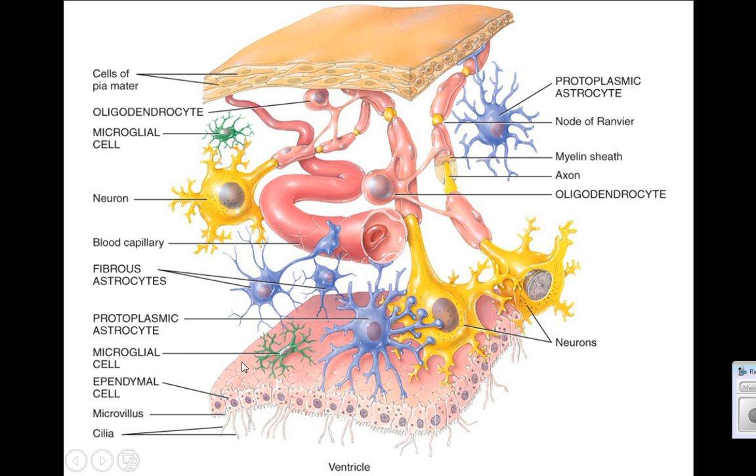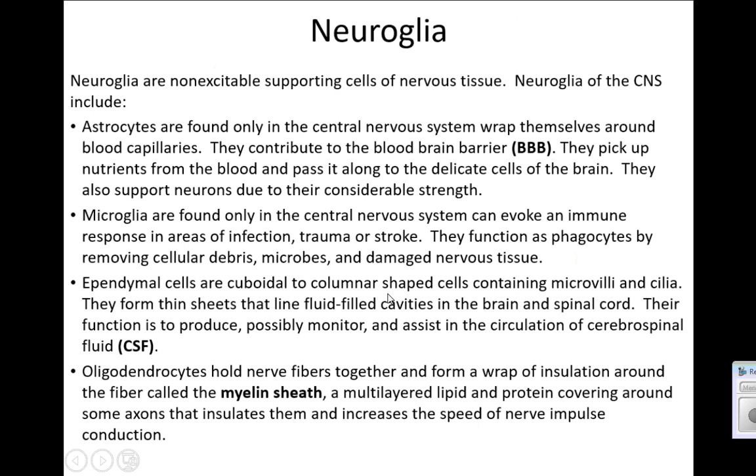Microglial cells are these very small cells. These are phagocytes in our brain and spinal cord. Remember, phagocytes perform phagocytosis, which is like Pac-Man running around chewing stuff up. Okay. They evoke immune responses in areas of infection, trauma, or stroke, removing cell debris, microbes, and damaged nervous tissue by phagocytosis, eating that stuff up.